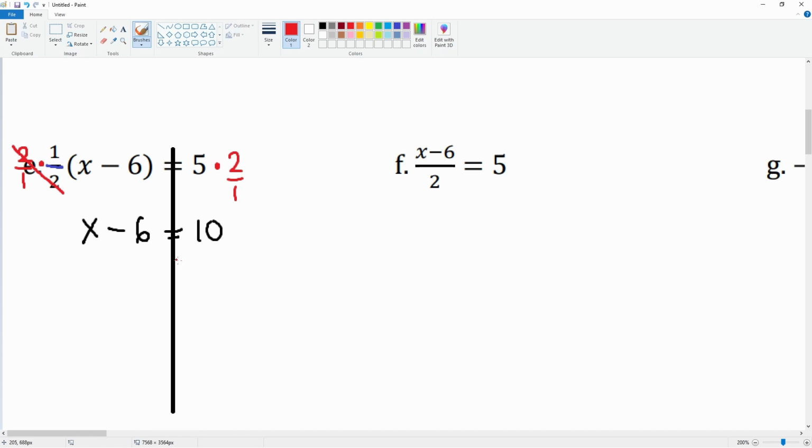Now we just have a -6 to deal with. So we're going to add 6 to both sides. This will cancel, leaving you with just an x. Bring down the equal sign. 10 plus 6 is 16.